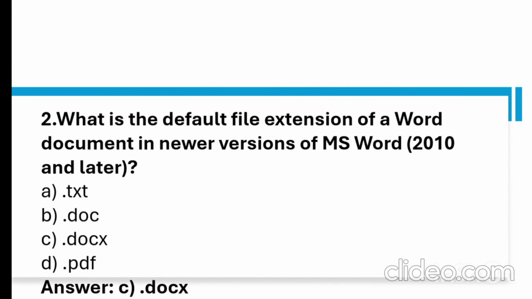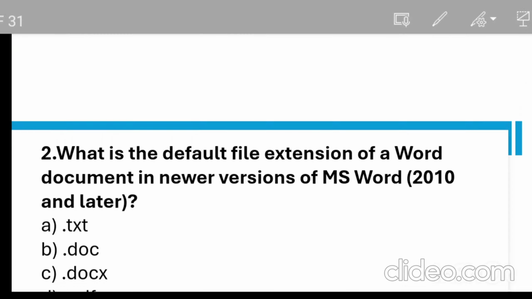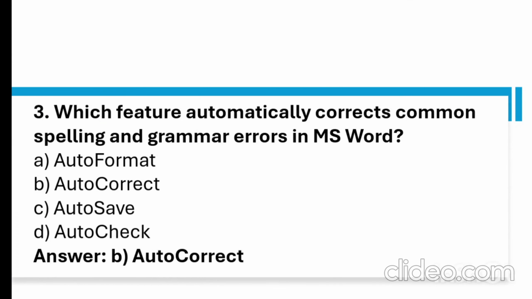Question number 2. What is the default file extension of a Word document in newer versions of MS Word, 2010 and later? Options are A. .txt, B. .doc, C. .docx, or D. .pdf. So the correct answer is C. .docx.